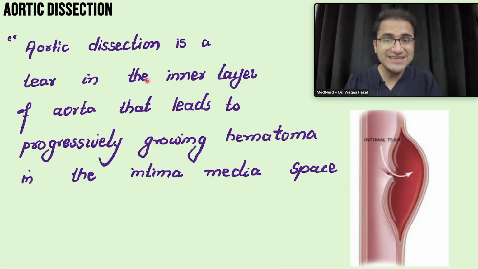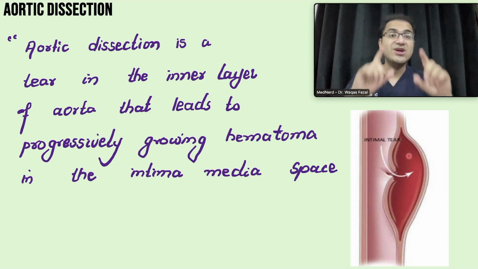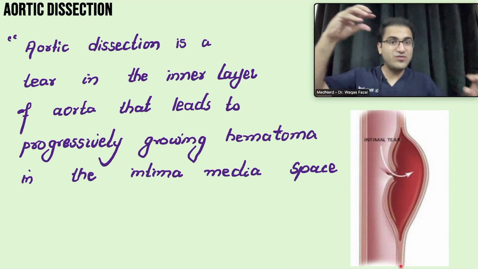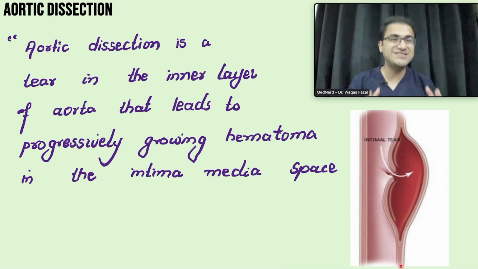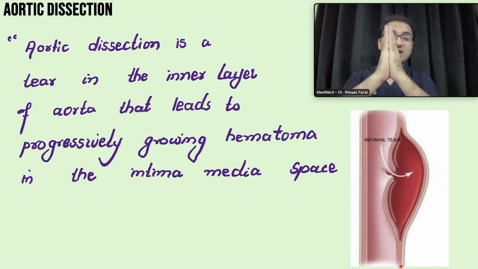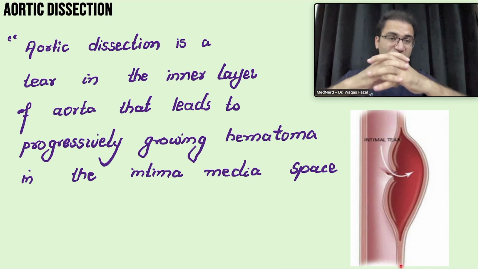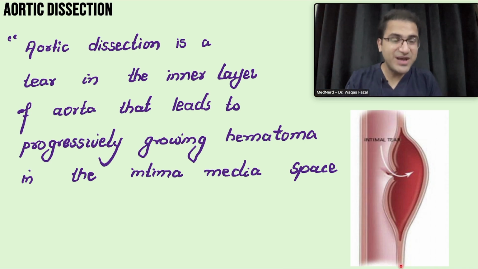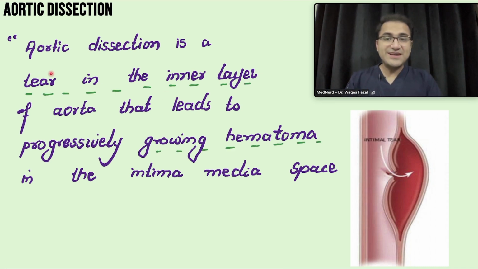Aortic dissection is a tear in the inner layer of the aorta that leads to a progressively growing hematoma in the intima media space. The blood starts accumulating, and remember, it starts spreading upwards and downwards, and throughout the vessel there will be a huge tear where the blood is accumulating. This is what is causing increased size of the mediastinum, because the vessel is now divided into two vessels. There are two vessels at the same time, and that is causing increase in the size of the aorta. Tear in the inner layer leading to a progressively growing hematoma.